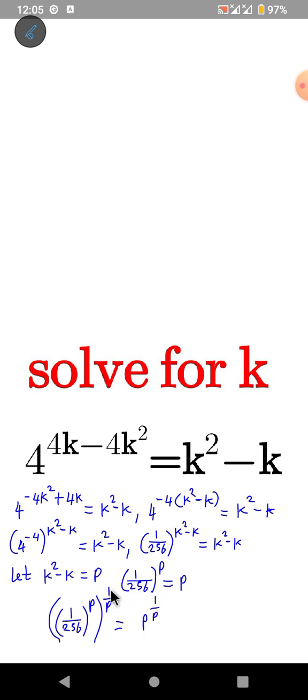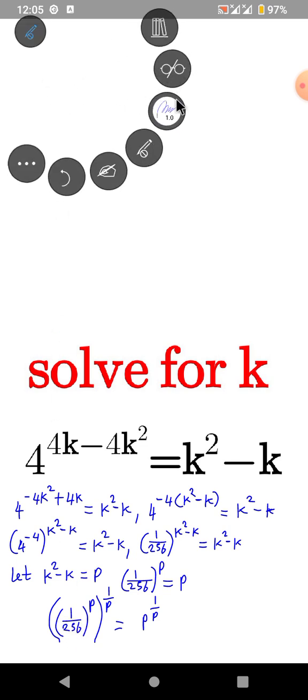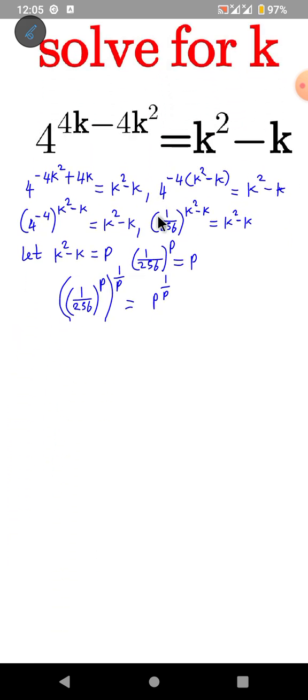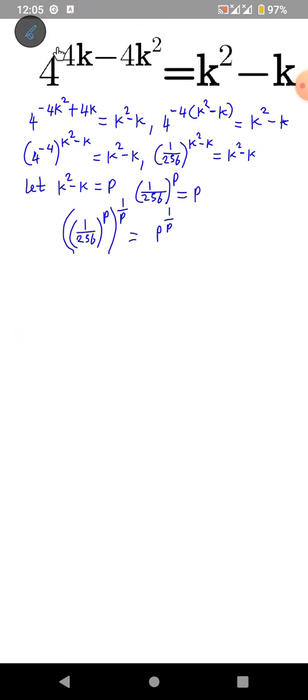Now this power here now will multiply this power here. So p multiplied by 1 over p will give us what? 1. So therefore the left hand side of this equation will become 1 over 256. So we'll continue. So here now will now become 1 over 256 equal to p raised to the power of 1 all over p.